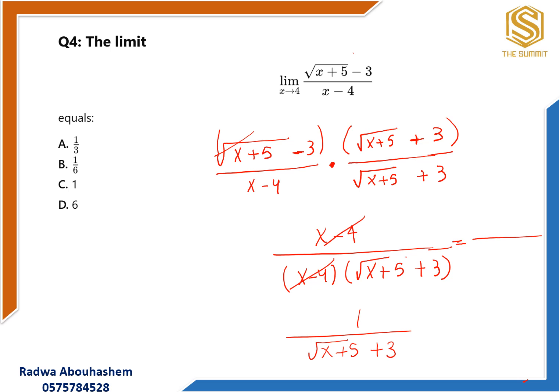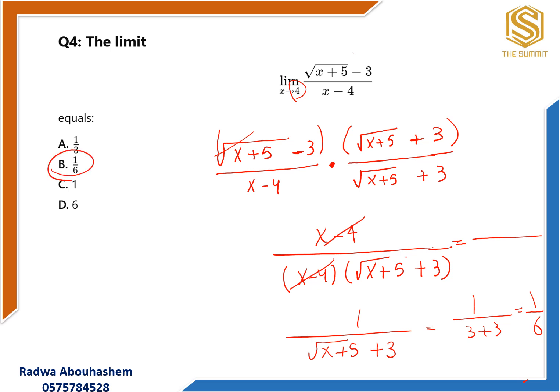Now I'm going to substitute again. So here x approaches 4. So 1 over root of 4 plus 5 gives me 9. The square root of 9 is 3. So 3 plus 3 gives me 1 over 6.